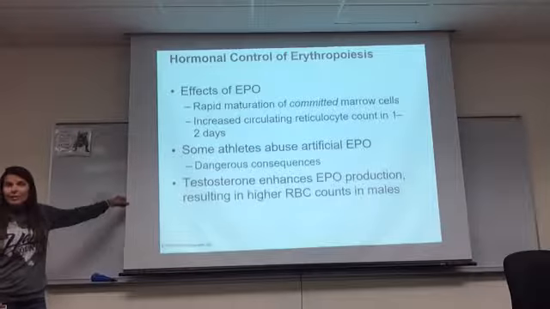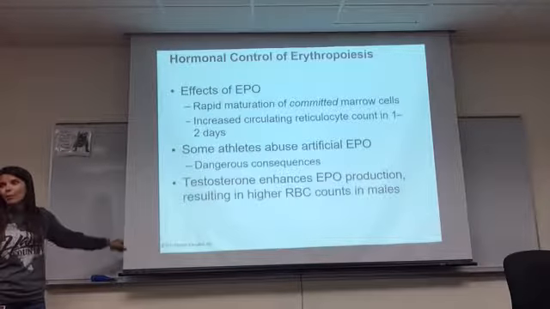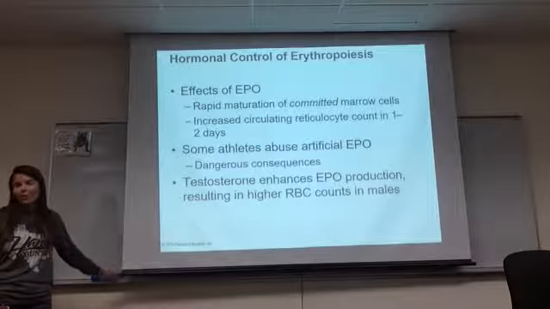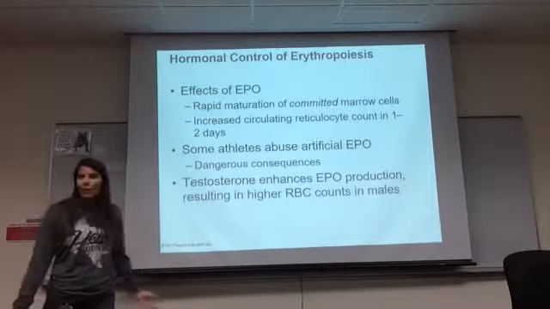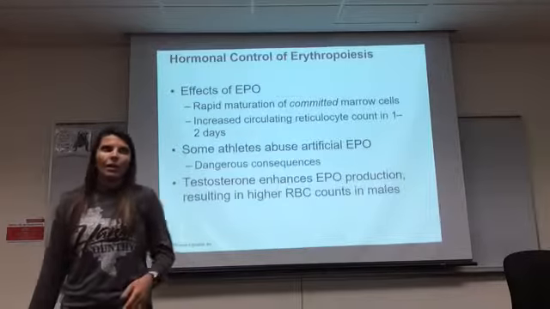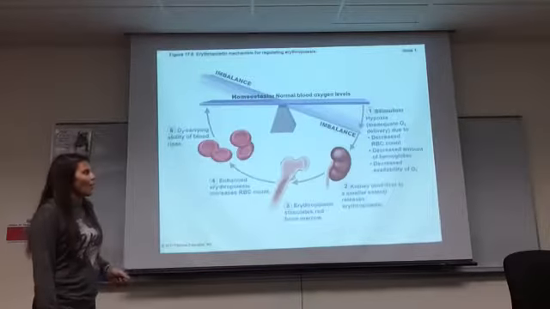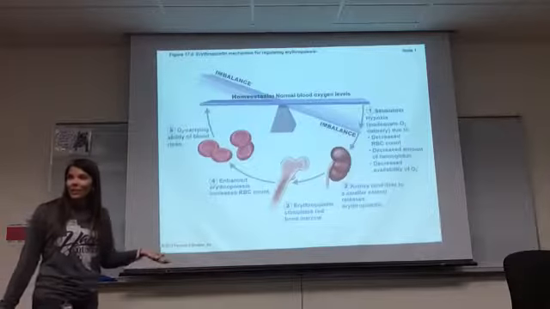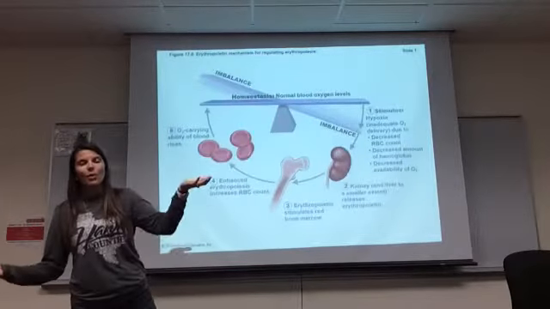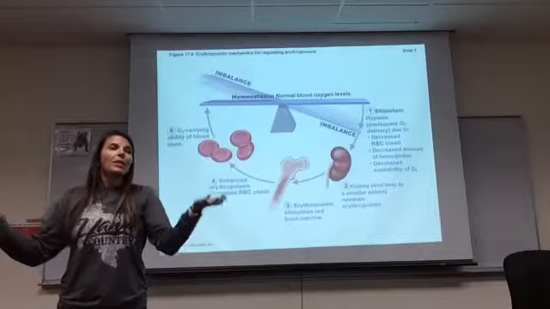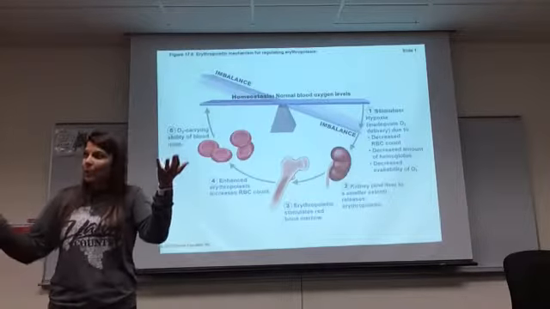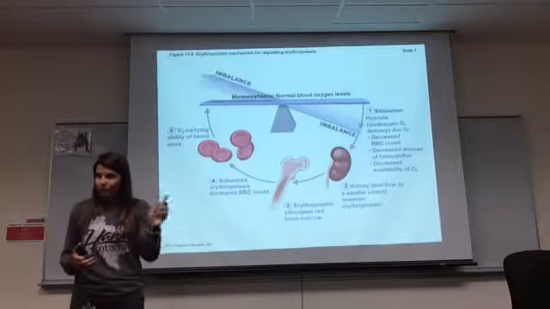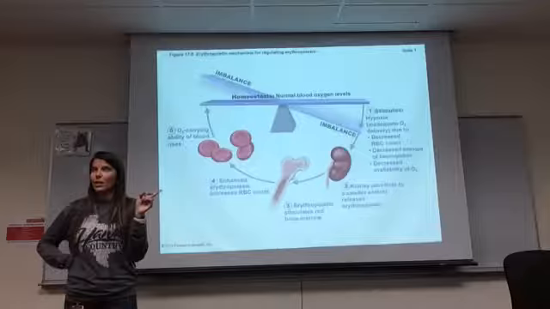Testosterone naturally increases the release of EPO, so males naturally have a higher level of red blood cells than females, and we've looked at those textbook numbers. Okay, here is our homeostatic balance. This is negative feedback, so if red blood cell count levels are low, we're going to release EPO and make red blood cells. If red blood cell counts are super high, we're going to stop releasing EPO until we reach homeostasis.